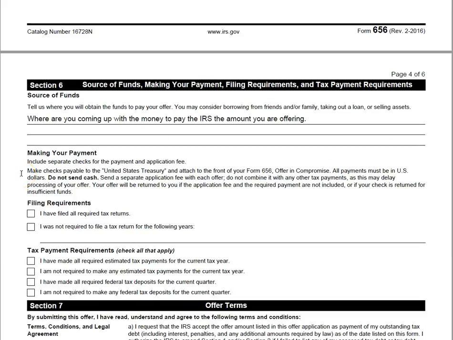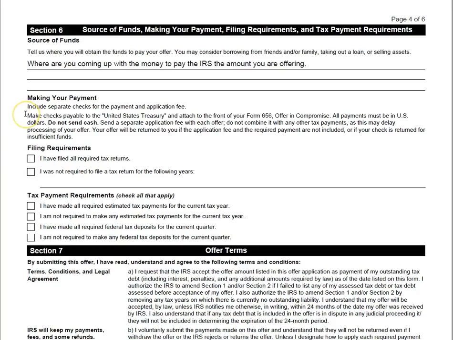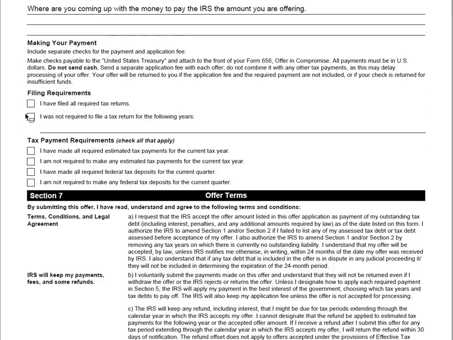Section 6 is asking where you are coming up with the money to pay this offer. So you just want to explain that here. If you're borrowing it from friends or family, you'll put that here. If you're borrowing it from a retirement account, or if you're just going to adjust expenses to be able to afford it. However it is you're going to afford to pay this and where you're coming up with these funds, you want to explain that here. It explains to you here how you're going to make checks payable. You want to make sure you're following those guidelines to get them applied properly on your account.